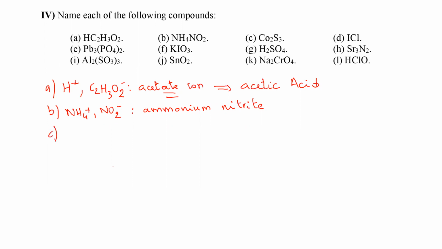If you look at C, it's based on cobalt, that can be 2 plus or 3 plus, and sulfur. So if you look at the stoichiometry, we know that it's based on cobalt 3 plus and the sulfide ion. So here we're going to have cobalt 3 sulfide.